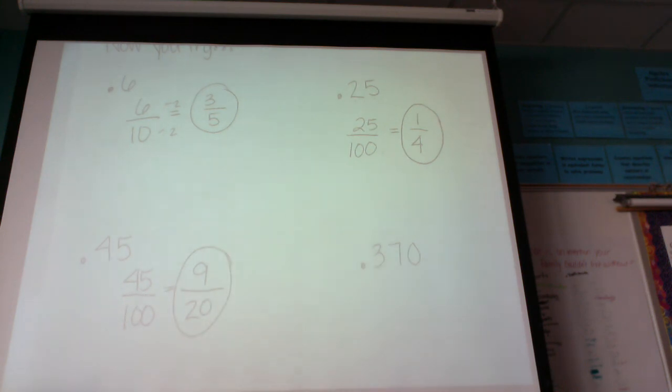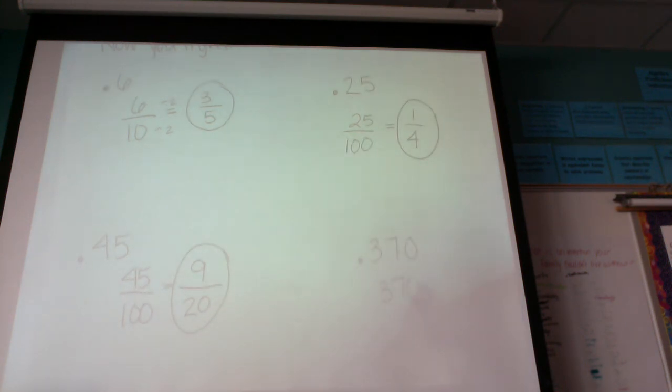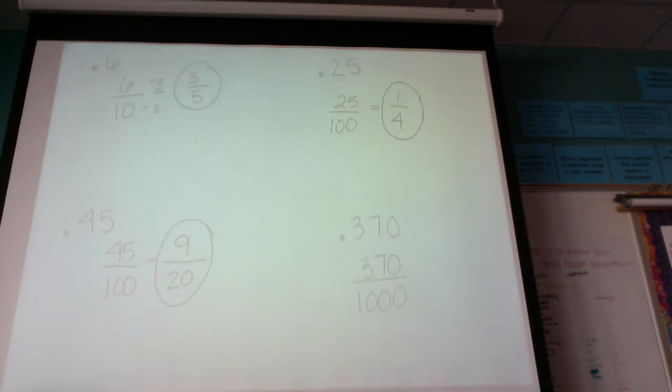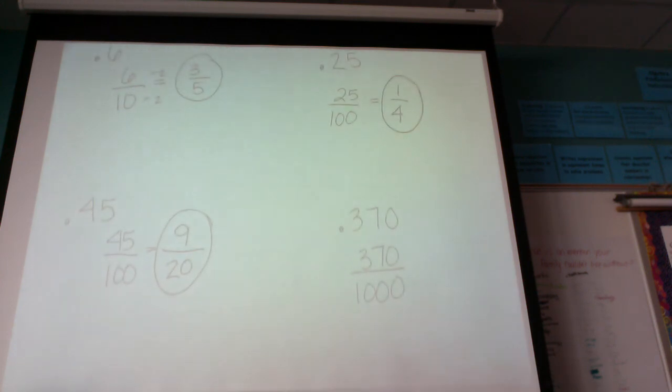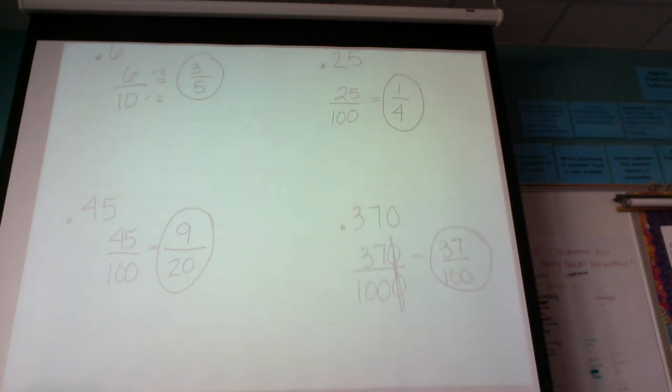And the last one here, that's 370 thousandths. Now what's unique about this is because I have powers of 10 here, I can go ahead and just cross off those last zeros there. 10 on the top, 10 on the bottom. Or I can think of it as I just divided by 10. So now I'm left with 37 hundredths. That can't be simplified any further, so my answer is just going to be 37 hundredths.